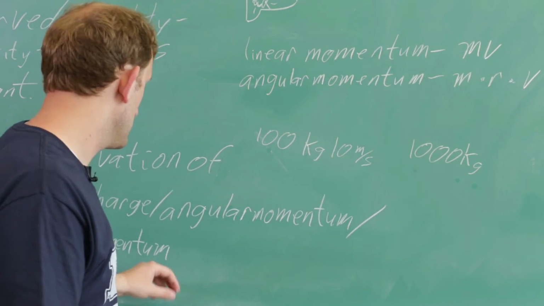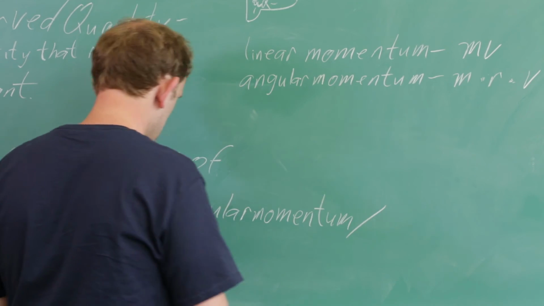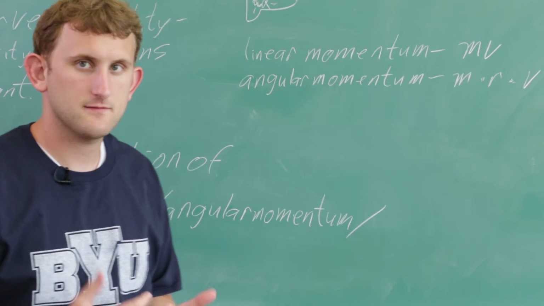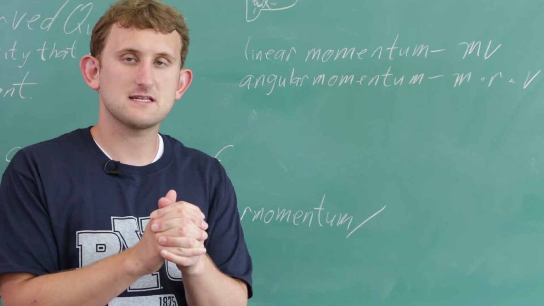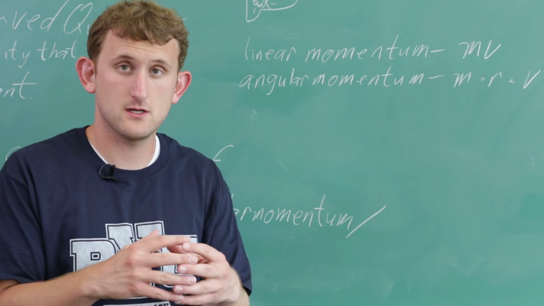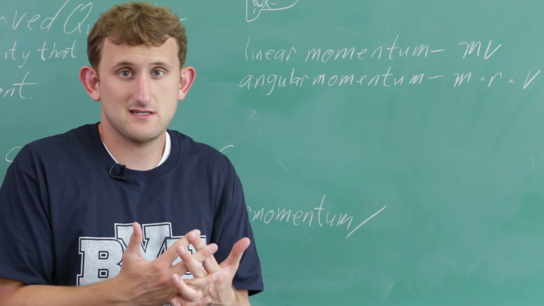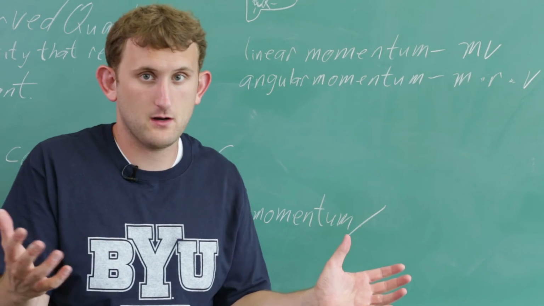Linear momentum is conserved when it comes to things like explosions, so for instance, rockets and stuff. We shoot it upwards and then it blows up. That just means the mass and the speed of all the pieces is going to equal the mass and the speed of the original piece. That's for a rocket blowing up in the air.